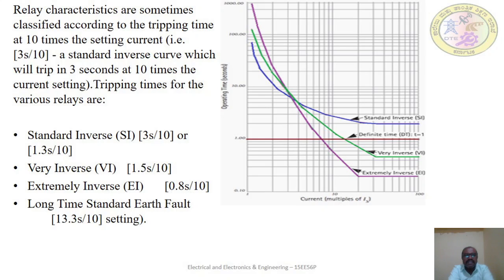That is 3 seconds at 10, a standard inverse, which will trip in 3 seconds at 10 times the current setting. The pickup setting can be varied, but the operating time will be 3 seconds. The tripping time for the various relays will be for standard inverse 3 seconds or 1.3 seconds. That means how the 3 seconds will be converted into 1.3 seconds: if you have a 3-second relay trip curve, you can just multiply the time with 1.3 and divide the answer by 3, then the time of the relay will be 1.3 seconds.